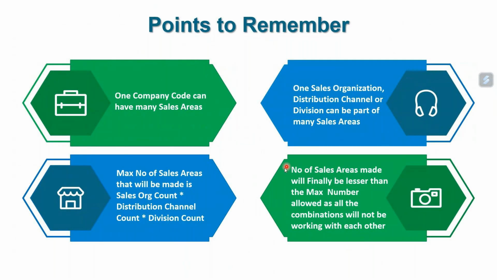And this is what I've told you here as well. The number of sales areas you make will finally be lesser than the max number allowed, as all combinations will not work.